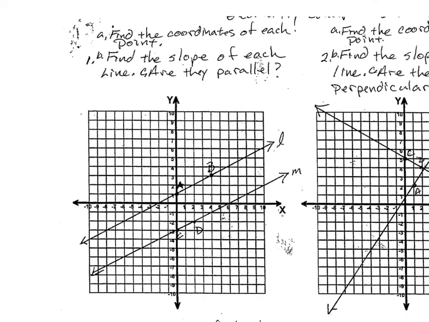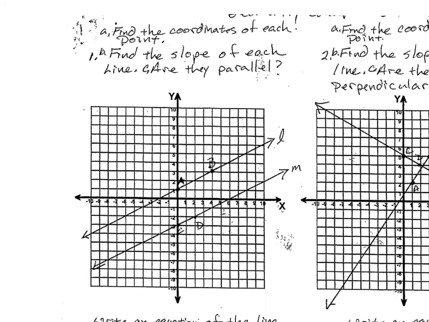So the first one, okay, there's two different things you've got to do. There's an A and a B to each of these first four problems. So the first one, A, says find the coordinates of each point.